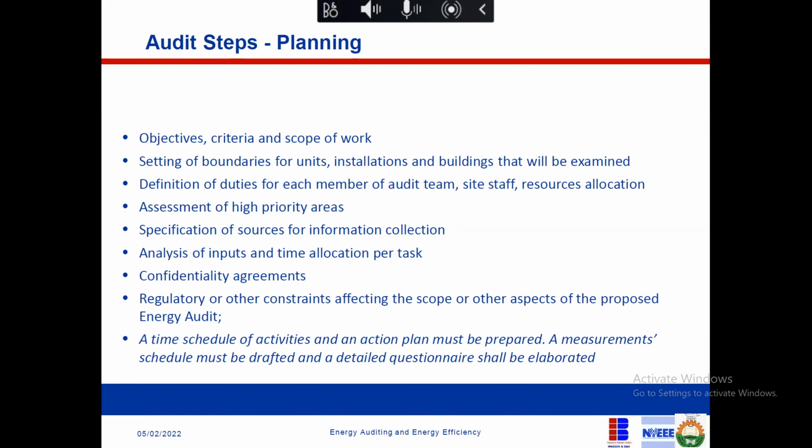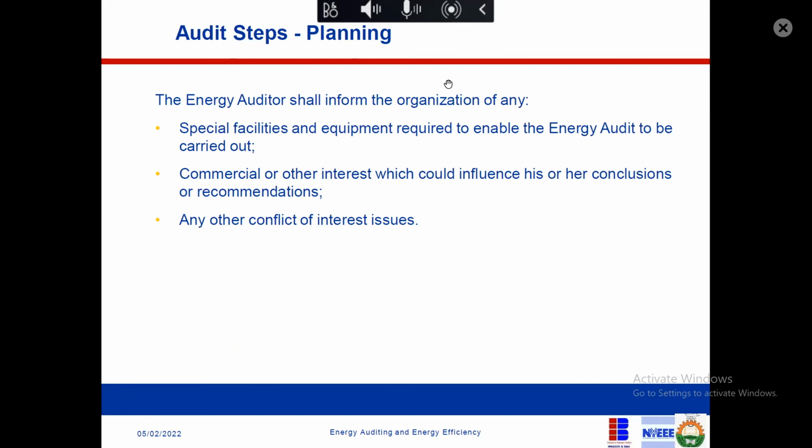And also the time schedule needs to be discussed in that planning meeting. This is how long it's going to take. It's not going to be forever, and those who are going to do it have to go back to their work. Okay, so these are some of the things that the auditor has to inform the organization. You need to tell them about the equipment that you need to do the energy auditing. So when they see this equipment, they will not sabotage it or take it out of place. And you also have to discuss any potential area of conflict of interest. This is for the planning meeting.